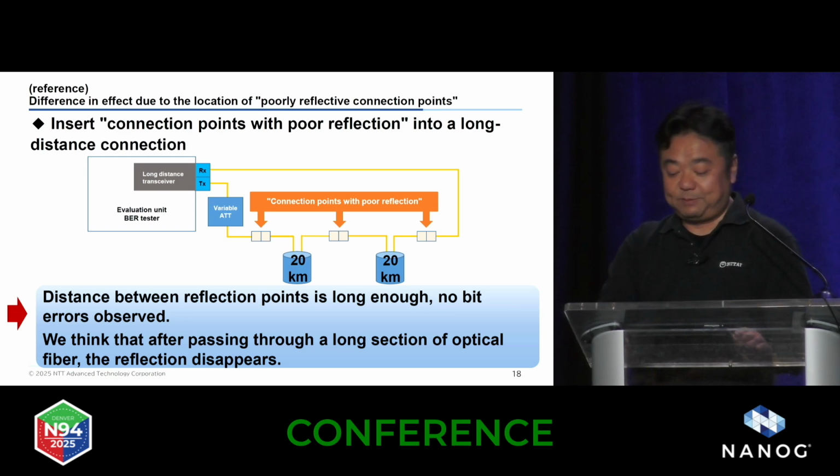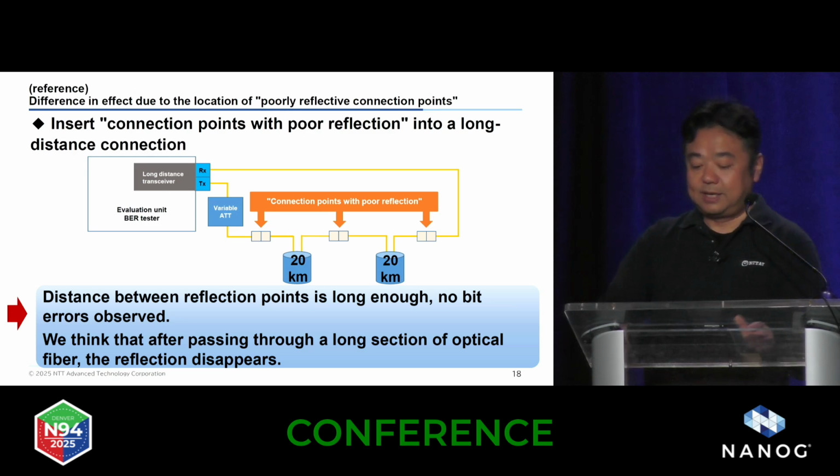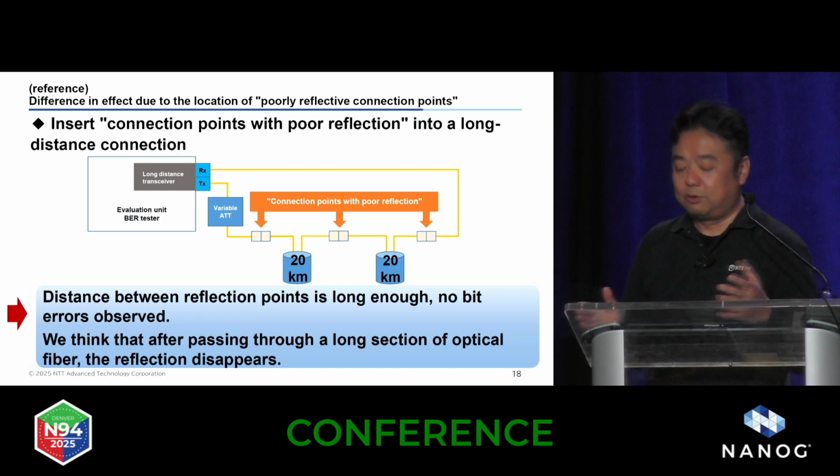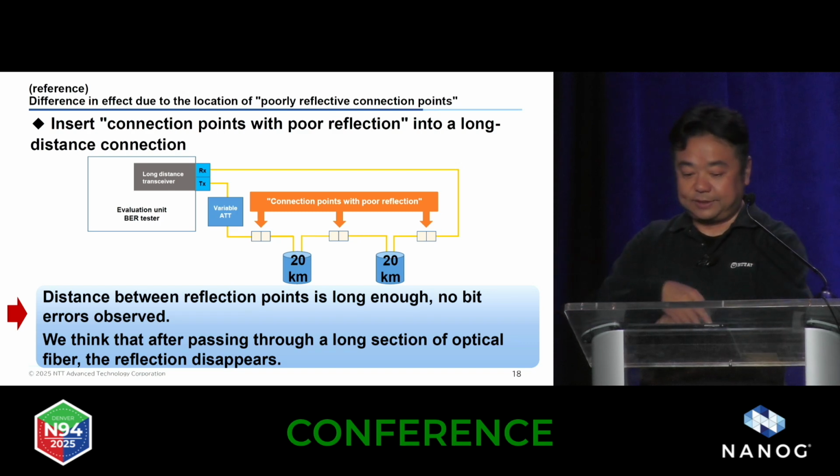Here is another piece of supplementary information. We tested inserting a poor return loss connection point into a long distance connection. The distance is 20 kilometers each. In this case, we did not observe any bit errors, even with 3 poor return loss points. So for longer distance connections such as between 2 data centers, it doesn't seem to be much of a concern. I think the reflection will be gone while sending over a long distance.